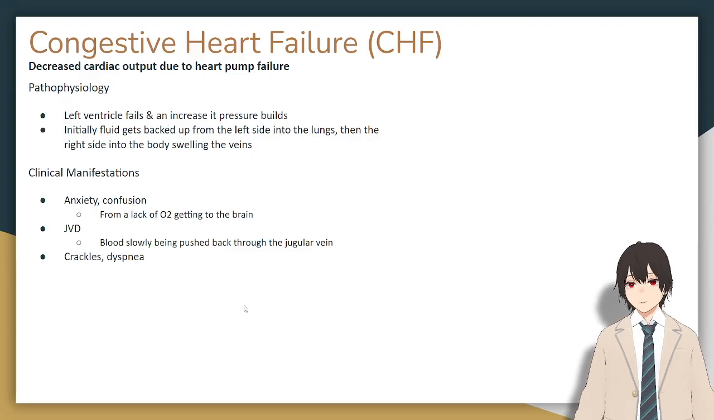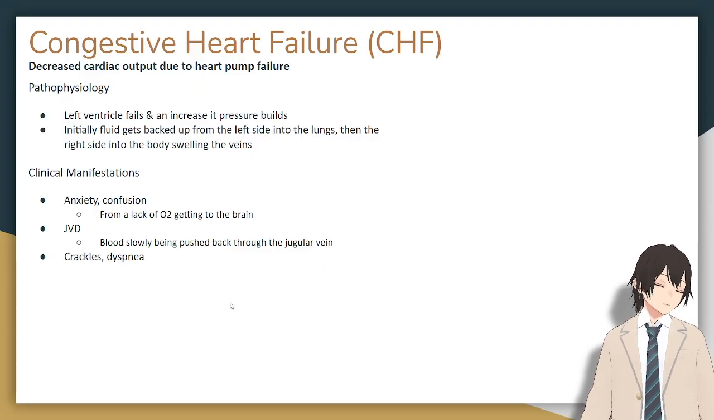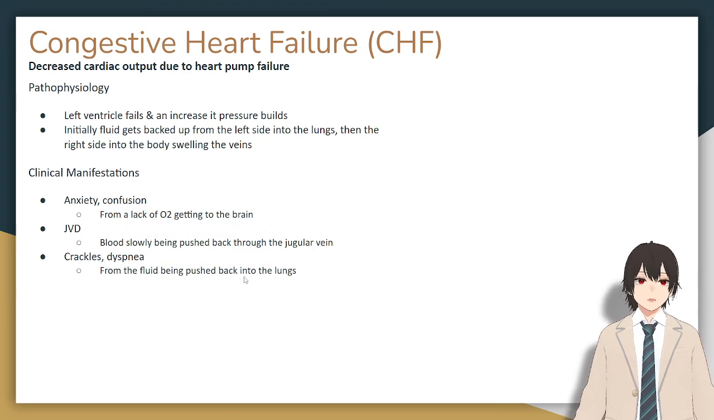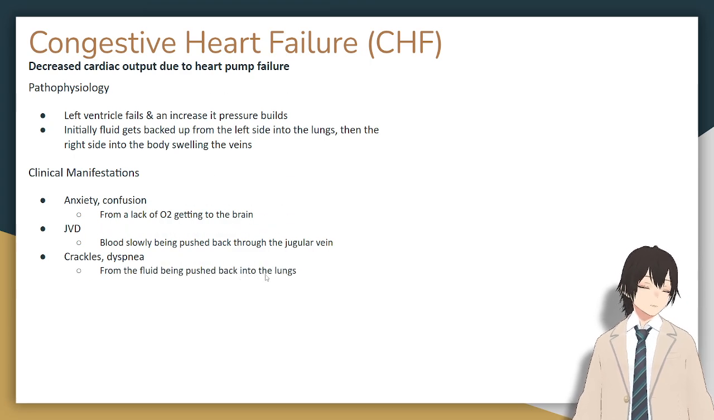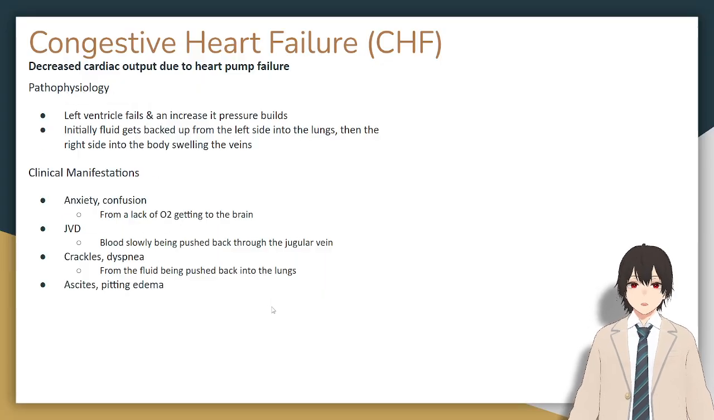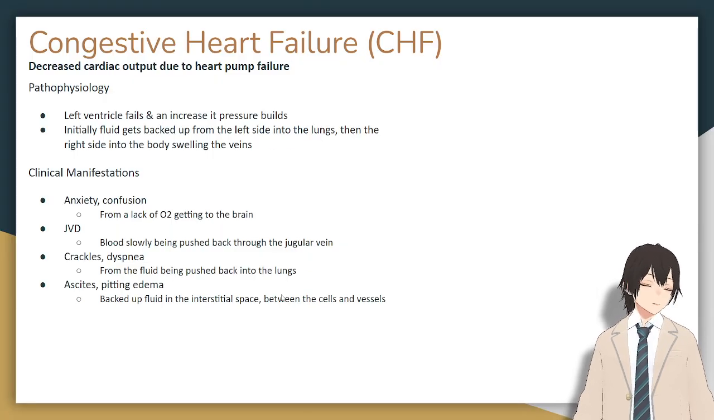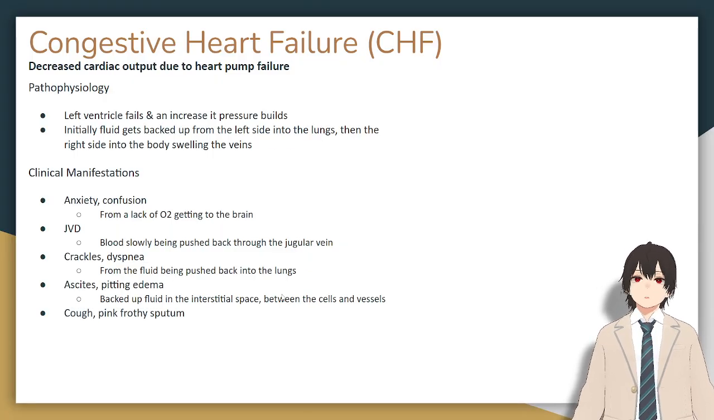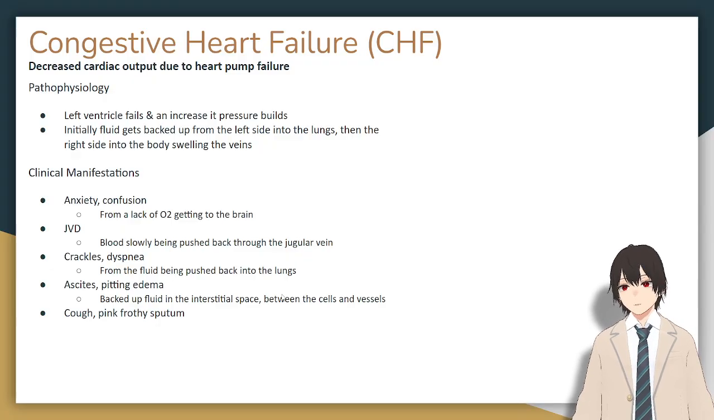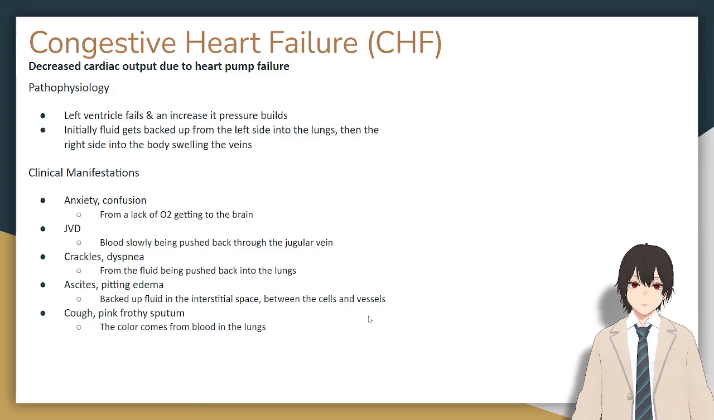When you do your assessment, you're going to hear crackles and dyspnea. Shortness of breath, you're going to hear the crackles, which means fluid in the lungs, right? We kind of hinted on that or talked about it in our respiratory lecture. You're also going to see ascites and pitting edema. So this is when the fluid gets into the interstitial space between the cells and the vessels. There may be a cough, pink frothy sputum. Now, this is one of the hallmark symptoms of CHF, okay? The color where the pink frothy sputum comes from is from the blood in the lungs, okay?